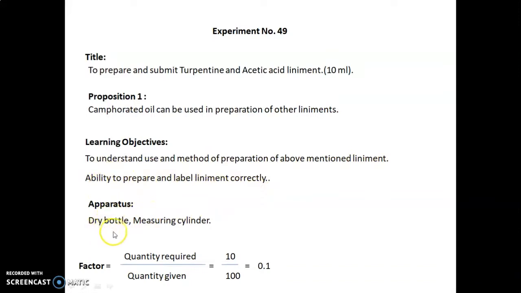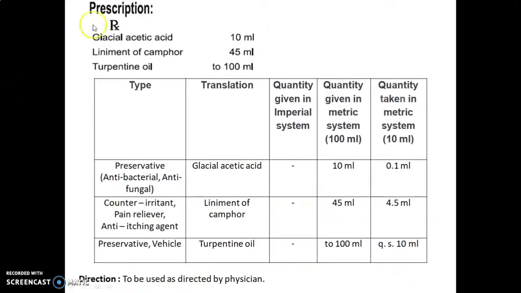correctly. Apparatus required are a dry bottle and a measuring cylinder. Factor is calculated as quantity required upon quantity given, that is 10 upon 100, which is equal to 0.1. So we have this prescription, denoted by the symbol Rx: glacial acetic acid 10 ml, liniment of camphor 45 ml, meaning the camphorated oil prepared in the previous experiment, turpentine oil to prepare up to 100 ml.